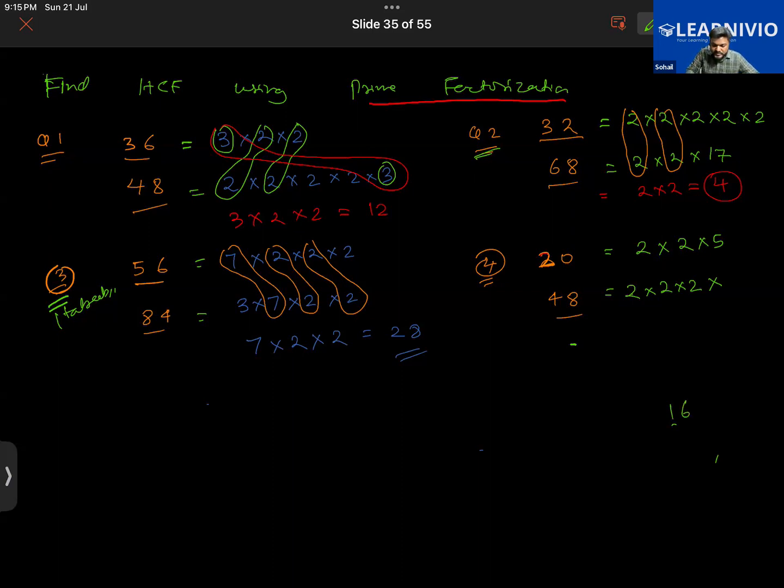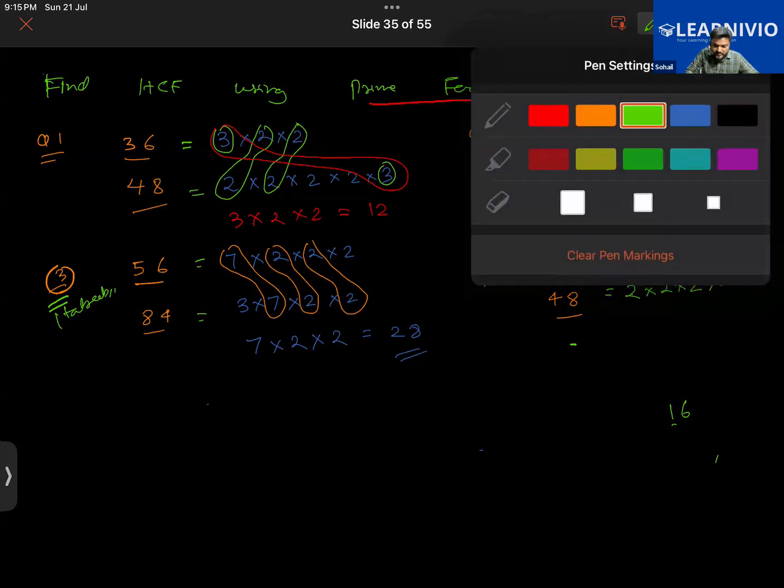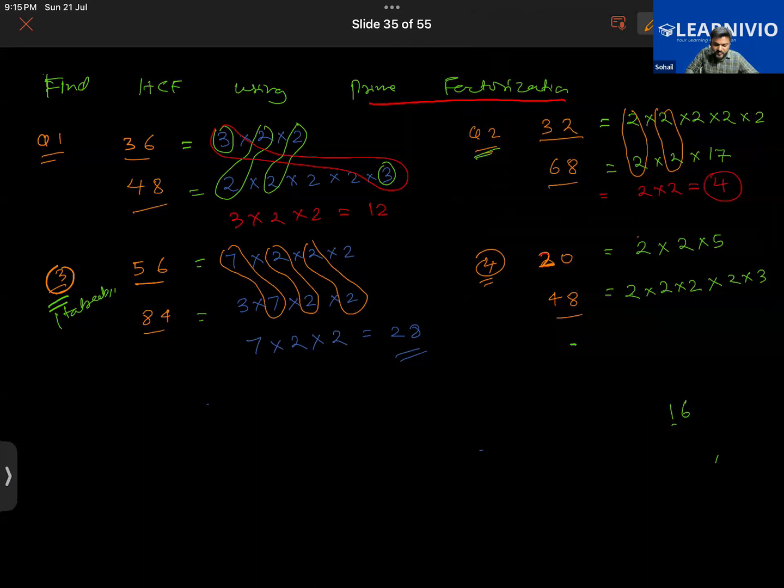So that is 2 times 2 times 2 times 3. We can check whether it is giving us back 48 or not. 2 twos are 4, 4 twos are 8, 8 twos are 16, 16 threes are 48, right? So that is correct. Now we are required to circle the common factors.